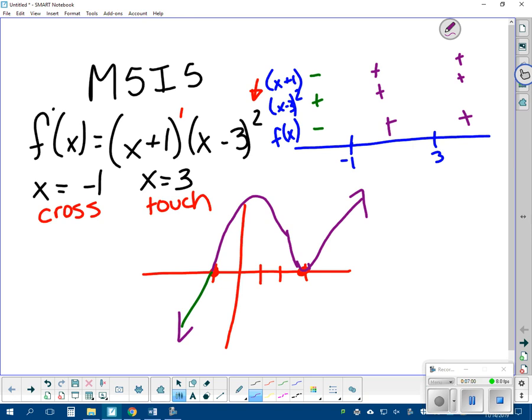Okay, so again, this is a very rough sketch because I have no idea what any of the points are except for these 2 points. Other than that, I didn't find any other points. I just used the end behavior and the fact that I know positive and negative.